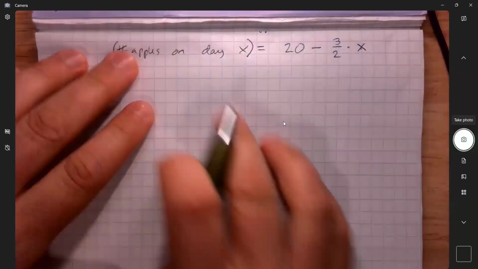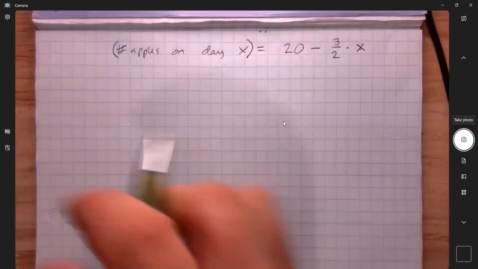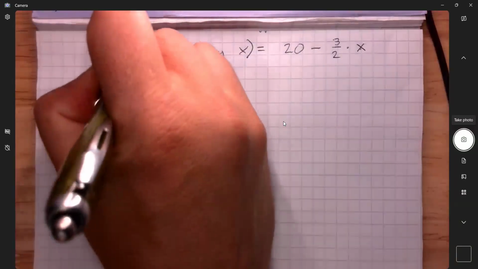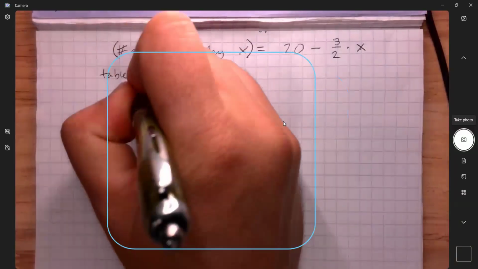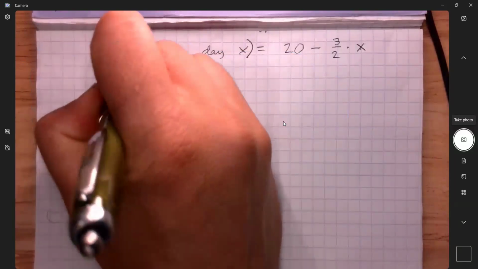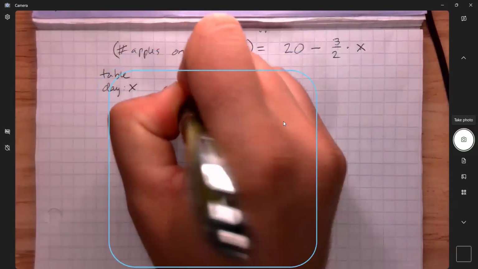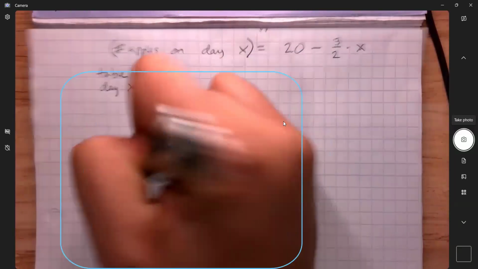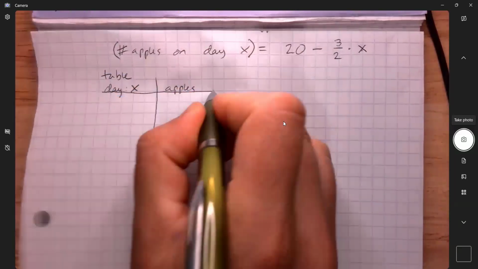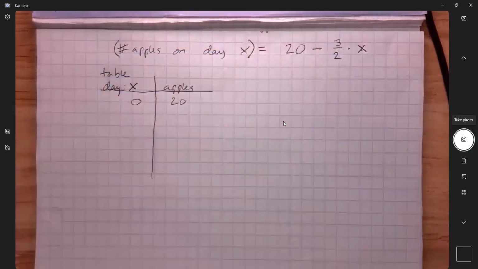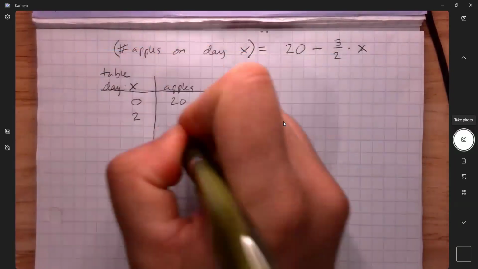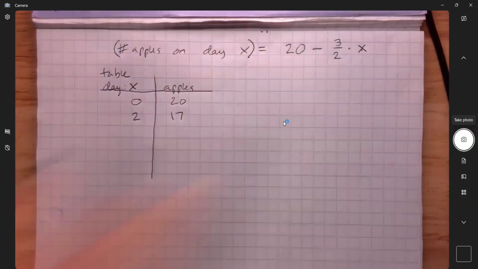So what I would recommend you do is try a different representation. Let's use a table or the numbers representation. Here's my day, that's X, and here's my apples. And I'm not going to worry about the formula yet. I'm just going to think through it. So on day 0, I have 20. Every 2 days, I eat 3 apples. So that means on day 2, I should have 17 apples left.